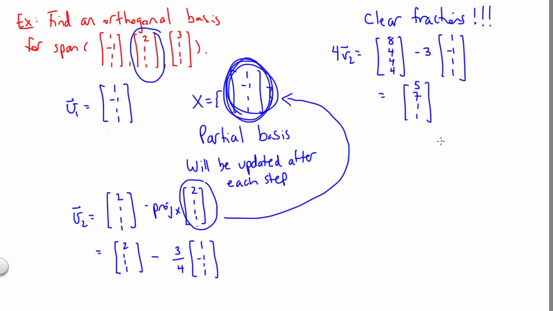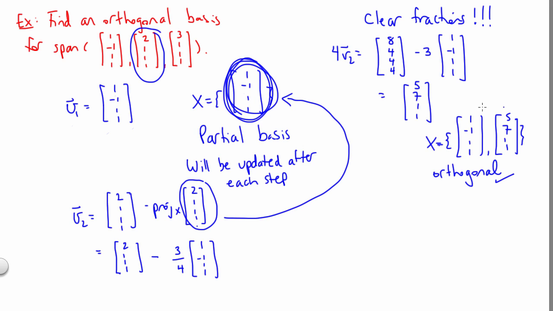So now that we're done this step, we're going to update our partial basis. X now consists of that first basis vector as well as this vector 5, 7, 1, 1 that we just found. Now it's important to check after each step that we've done everything correctly. So we're just looking at these two vectors here and checking that they are orthogonal. Yeah, they are. That convinces us that we have not likely made an arithmetic mistake at this point.